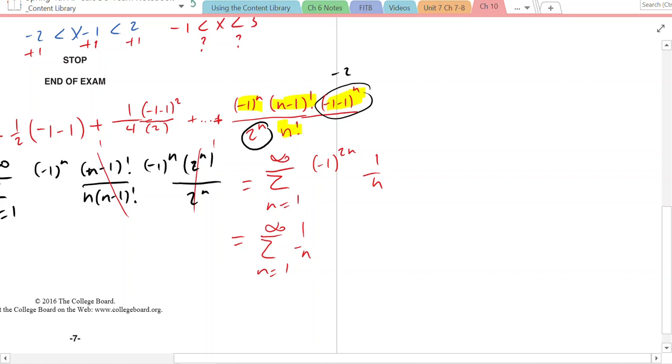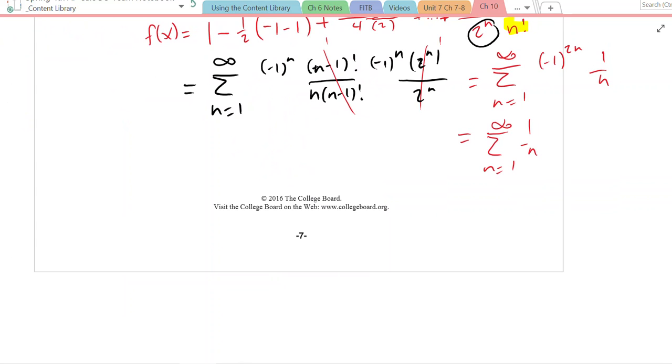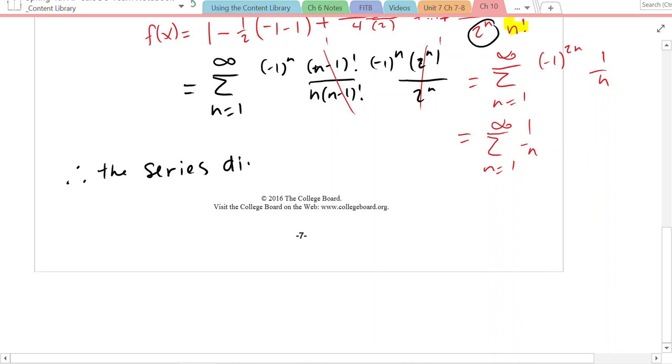So therefore, it's not going to converge here. Therefore, the series diverges at x equals negative 1 because it is the harmonic series.